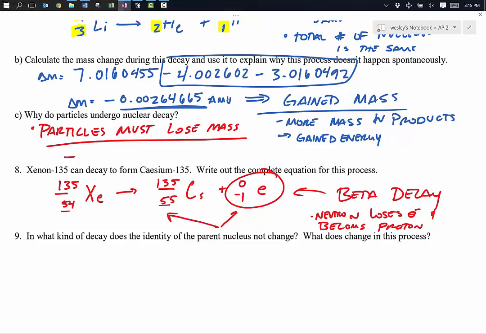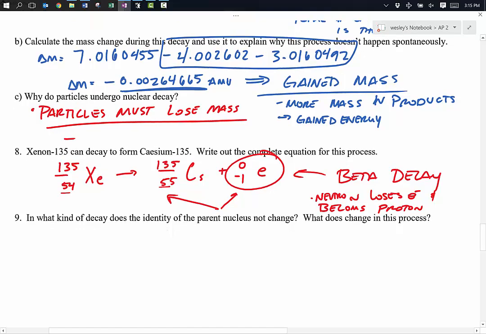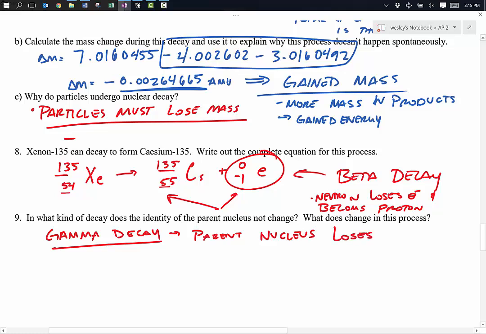It will be good for you to know beta decay and alpha decay. We've already talked about both of those. The third one: in what kind of decay does the identity of the parent nucleus not change? And it's gamma decay. In gamma decay, the parent nucleus loses energy, but the particles don't change.